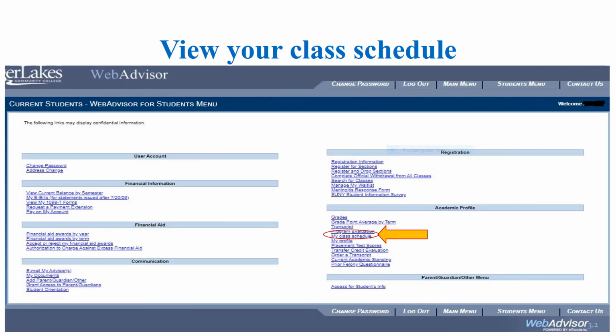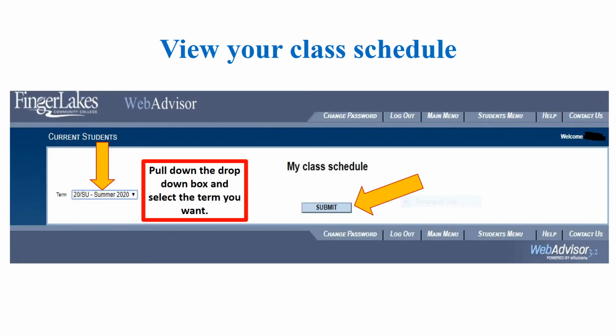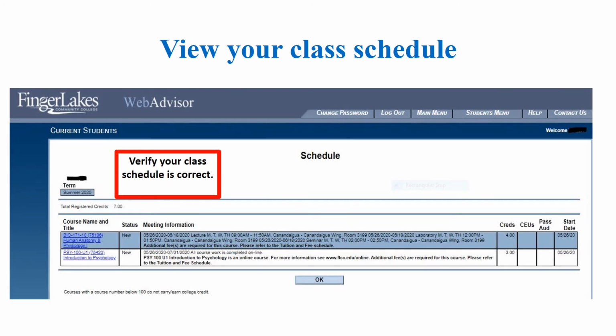After registering, check your class schedule to make sure everything looks right. Click the Students menu at the top of the screen and click My Class Schedule under the Academic Profile section. Click the drop-down to select the term you would like to view and hit Submit. And on this screen, you should verify that your class schedule looks correct.